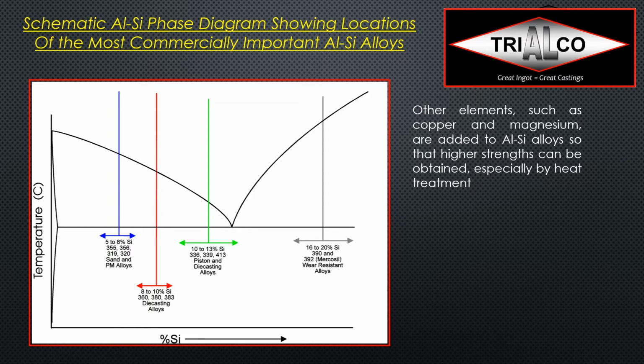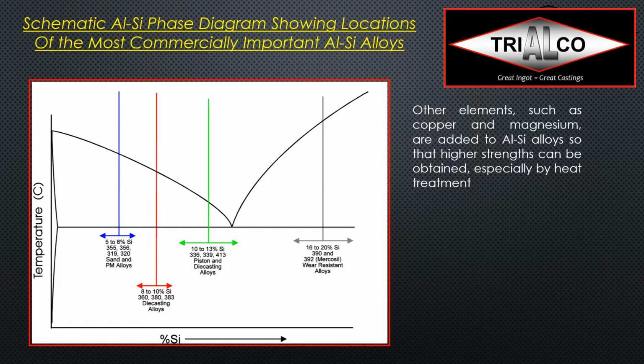If I go higher in silicon, that's where I will find some more die casting alloys, but I find the piston alloys. So typically 10 to 13% silicon. And if I want to go much higher up, so then I become hypereutectic, that's where I see the 390 alloy, the most typical high wear resistant alloy. So as soon as I need to be wear resistant, then I'm using the 390 type alloy.